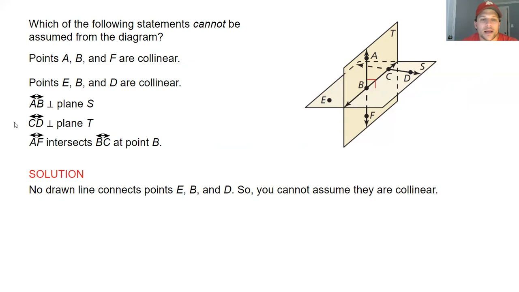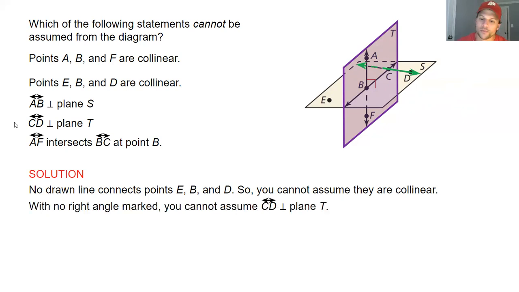Then we're looking at line CD being perpendicular to plane T. So this green arrow, the line is highlighted of line CD. And then plane T is what it is intersecting. There is not a marking for this one if it's a right angle. It very well could be, but since it's not marked, we can't assume that. We don't have a protractor. We have no way to measure its slope. So we cannot assume that line CD is perpendicular to plane T.